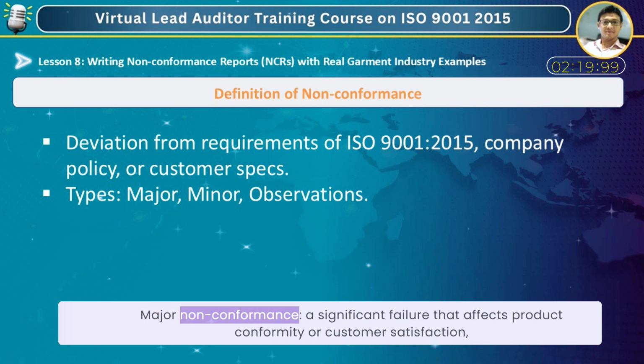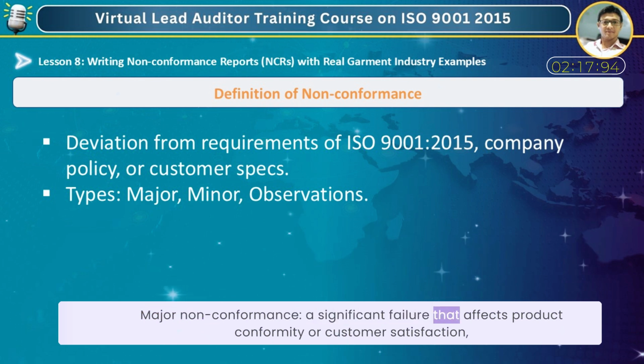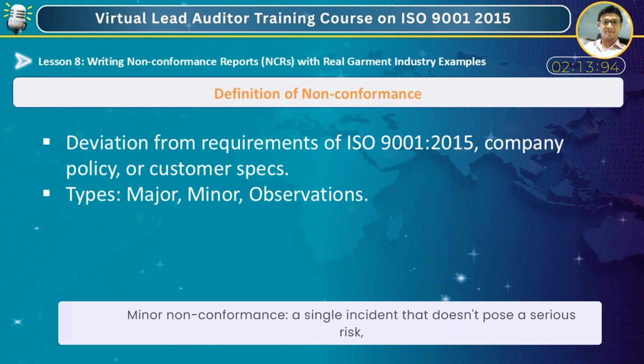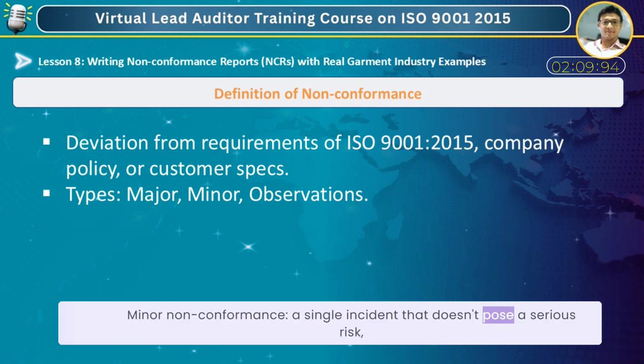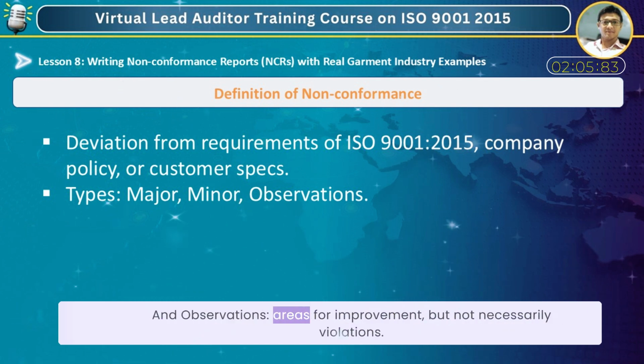Major non-conformance: a significant failure that affects product conformity or customer satisfaction. Minor non-conformance: a single incident that doesn't pose a serious risk. And observations: areas for improvement, but not necessarily violations.